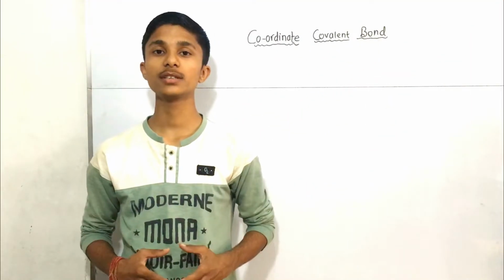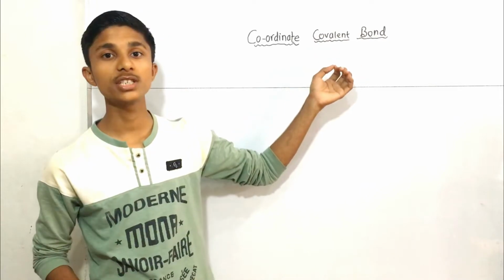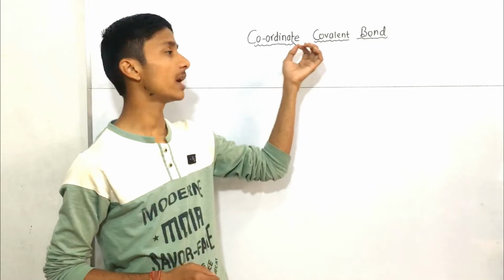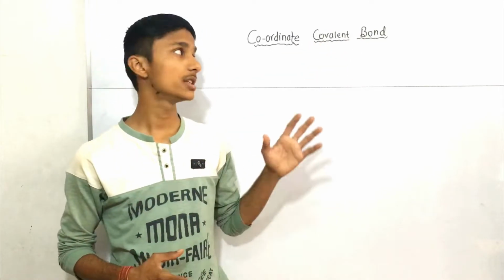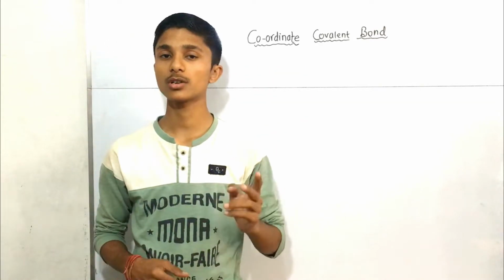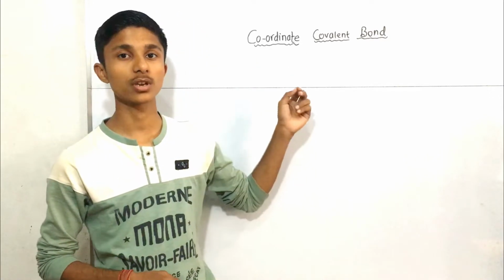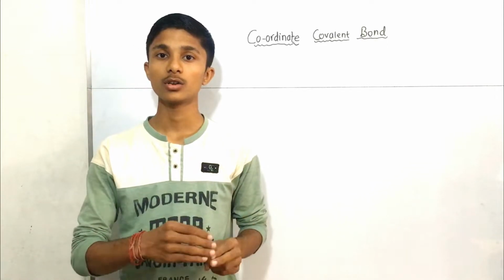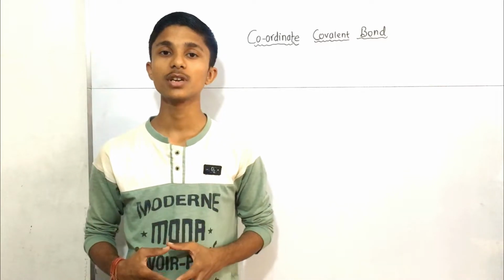As we studied in the previous video on covalent bonds, a covalent bond is formed by the sharing of electron pairs. Similarly, coordinate covalent bond is a special case of covalent bond. In this, sharing of electrons takes place and donating of electron pairs also takes place. So two atoms take part in the formation of a coordinate covalent bond, and one atom is responsible for donating the electron pair and another atom is responsible for accepting the electron pair.